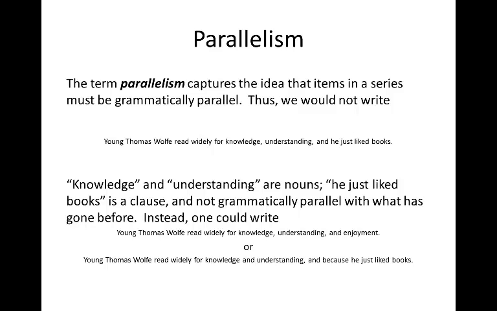So, if I'm writing a paper about Thomas Wolfe from Asheville, my favorite North Carolina writer, I would not write, "Young Thomas Wolfe read widely for knowledge, understanding, and he just liked books." All of that is true, but knowledge and understanding are nouns. "He just liked books" is a clause, and is not grammatically parallel with what has gone before. So instead I might write, "Young Thomas Wolfe read widely for knowledge, understanding, and enjoyment." Or I could write, "Young Thomas Wolfe read widely for knowledge and understanding, and because he just liked books." Either of those would be fine.